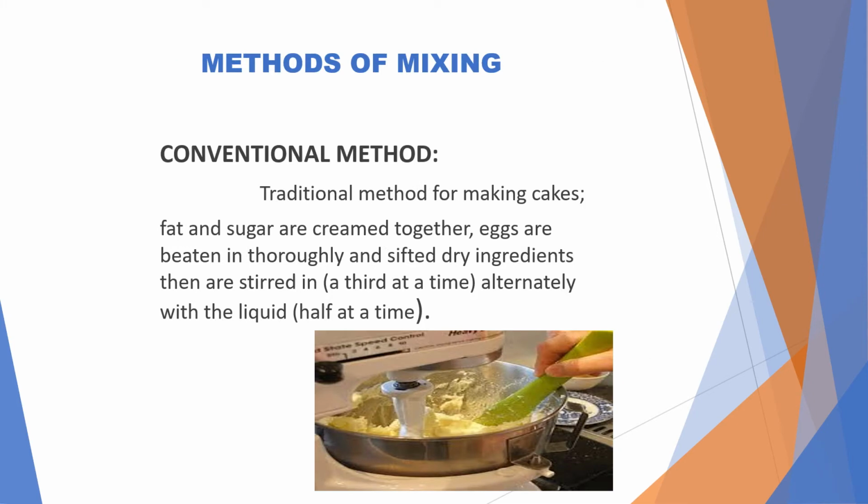Methods of mixing. Conventional method. It is the traditional method for making cakes. Fat and sugar are creamed together, eggs are beaten in thoroughly, and sifted dry ingredients are then stirred in a third at a time, alternately with the liquid, half at a time.